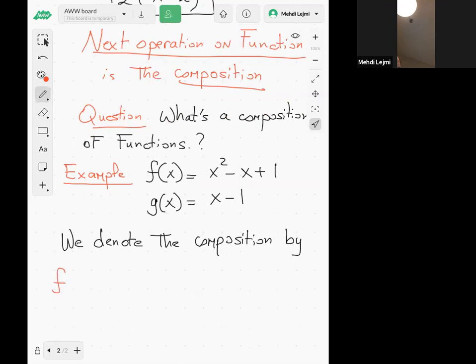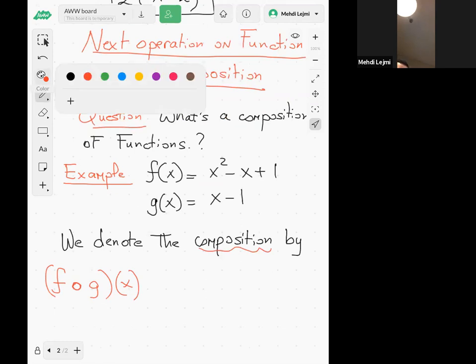So f composed with g of x. You see here for this composition of functions, we have a circle. Whenever you see a circle, it doesn't mean multiplication of functions. A circle means composition of functions, right? So be careful, guys. There's a difference between a dot and a circle. If you have a dot between two functions, that's a multiplication. But if you have a circle between two functions, that's what I call a composition of functions.